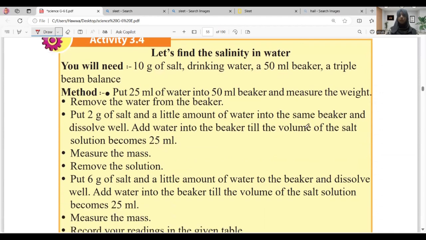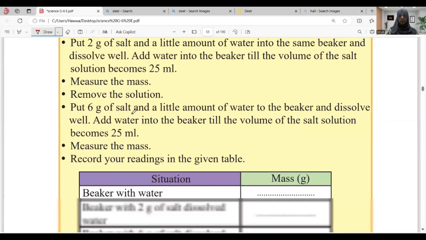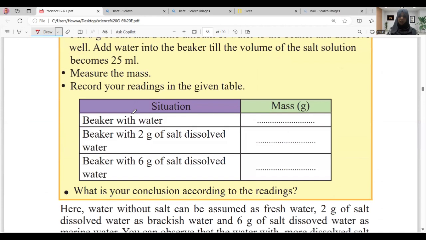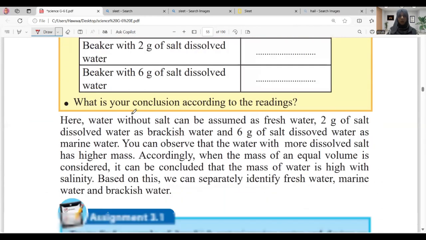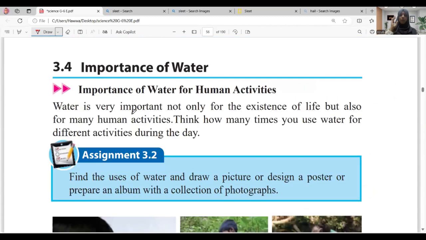10 gram of salt, drinking water, 50 milliliter beaker, and a triple beam balance. Since we have a time limitation, let's keep this activity for a while and look into the next topic.